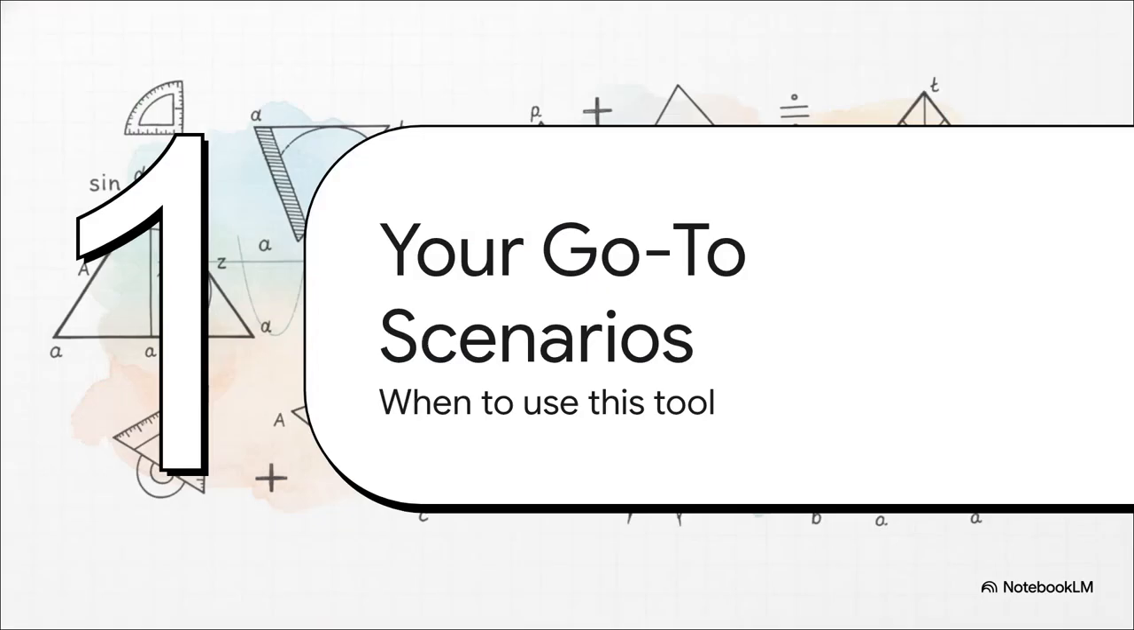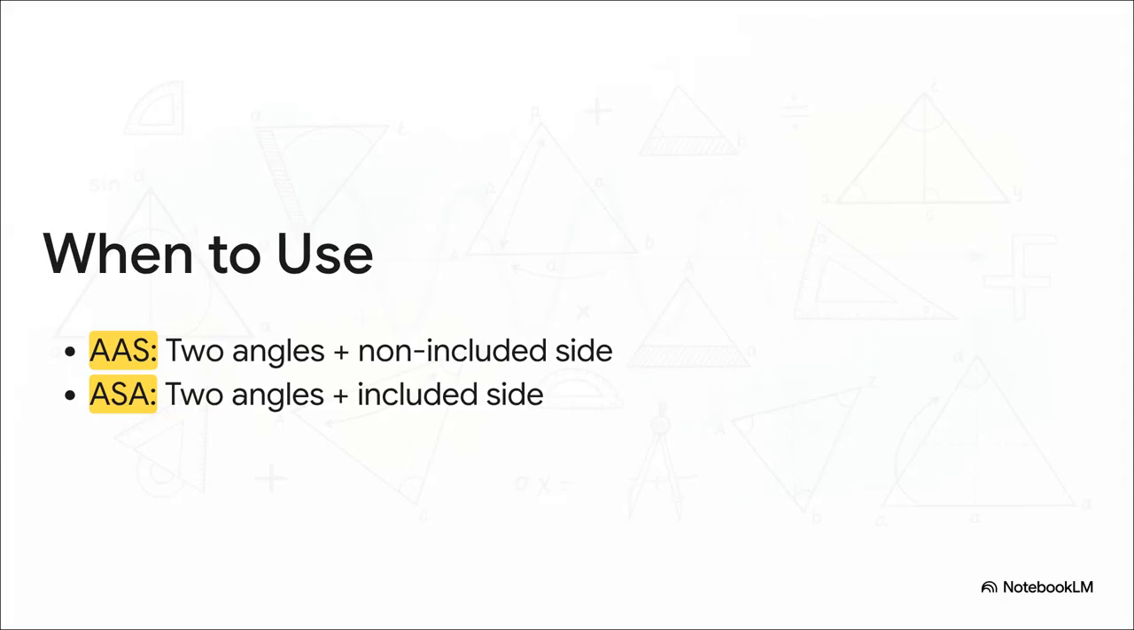So, you might be asking, when do I pull this tool out of my toolbox? Well, the law of sines isn't for every single situation. It's really the hero in two very specific scenarios. Let's break them down. These are your two green lights. First, if you know two angles and a side that is not squished between them, that's what we call angle-angle-side, or AAS. The law of sines is perfect for that. And second, if you know two angles and the side that is right between them, that's angle-side-angle, or ASA. If you spot either of these setups, you know exactly what to do.